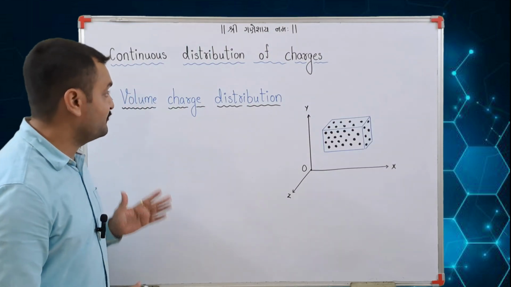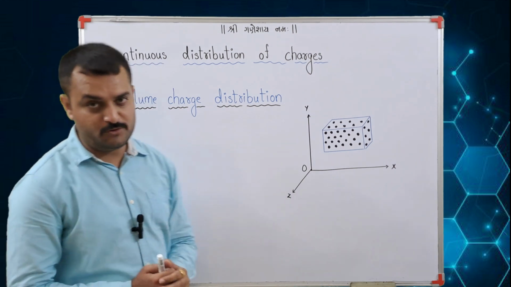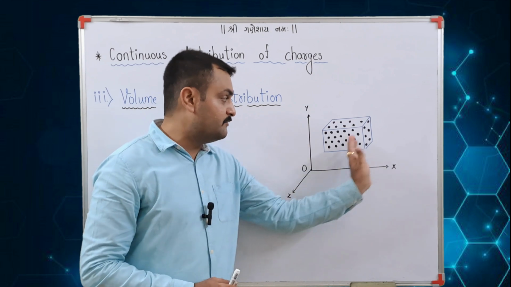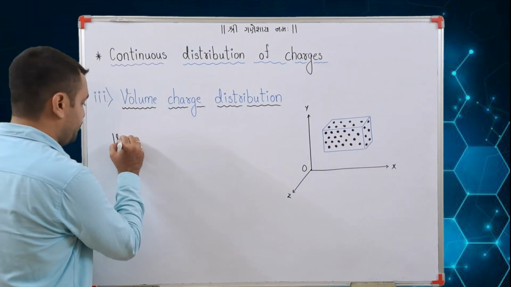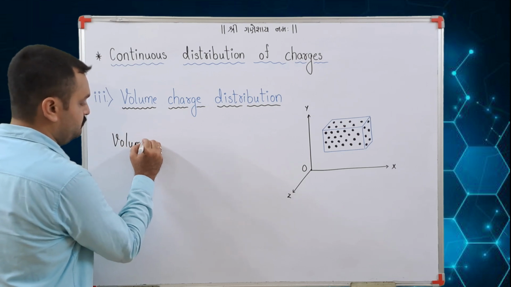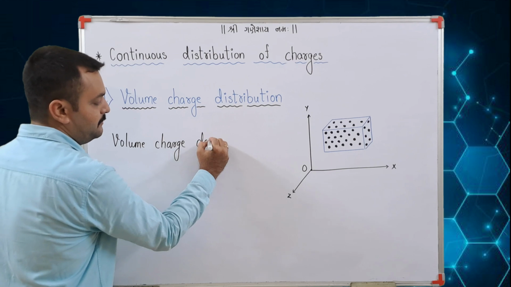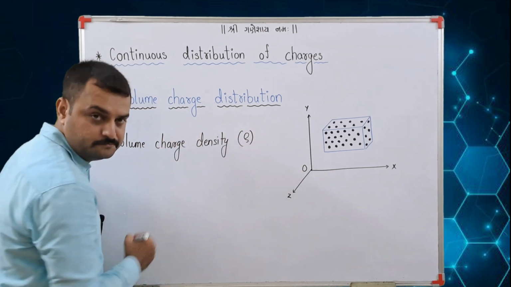Welcome to the last topic of continuous charge distribution of charges, and that is volume charge distribution. You can see in our reference frame there is a cuboid having the continuous charge distribution over it. Now here we define a quantity which is called volume charge density, and it is symbolized by rho.